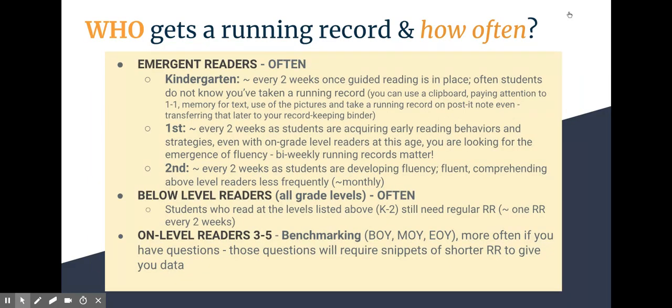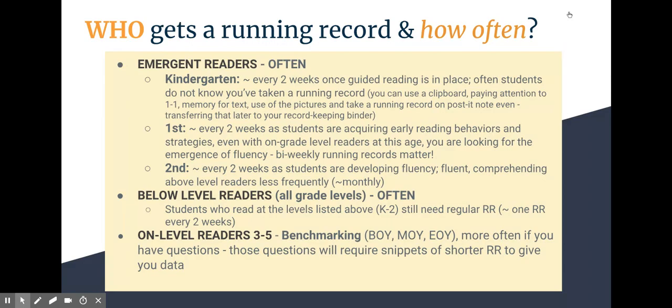So there are many reasons to take a running record, but do these reasons apply equally to every student? Who gets a running record and how often? Let's talk about that. For emergent readers, for those typical readers in kindergarten, first, and second grade, you take running records often. In kindergarten, about every 2 weeks, you should have a running record on everybody in your class once guided reading is in place.